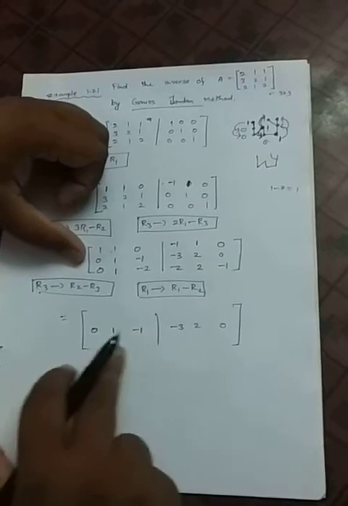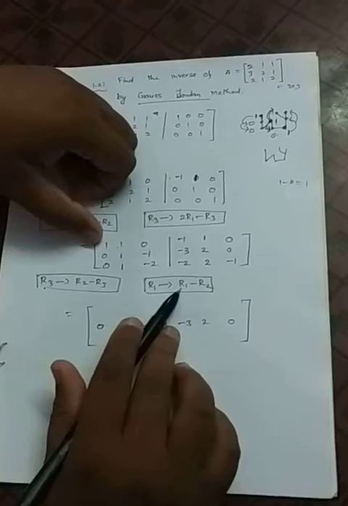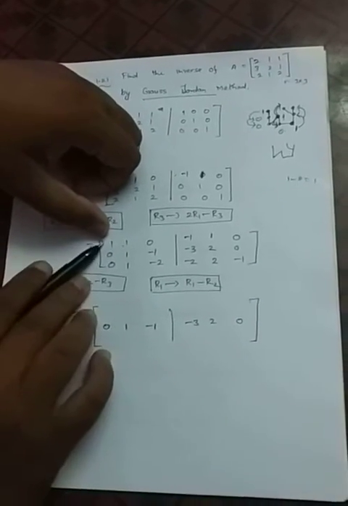That is, this row will change. That one I am going to do. First I will do this one. R1 will go to R1 minus R2. That is 1 minus 0, 1 only will come. 1 minus 1, 0 will come. 0 minus 1 plus 1 will come.